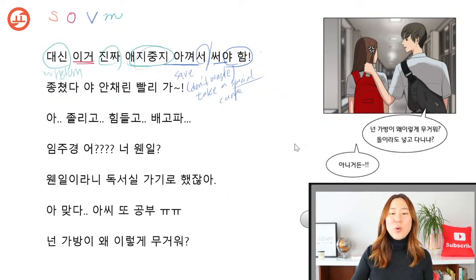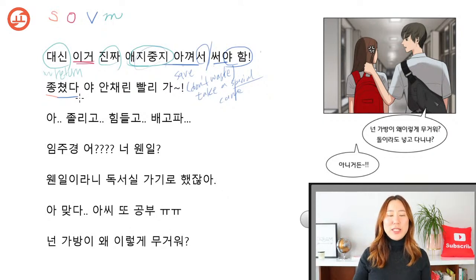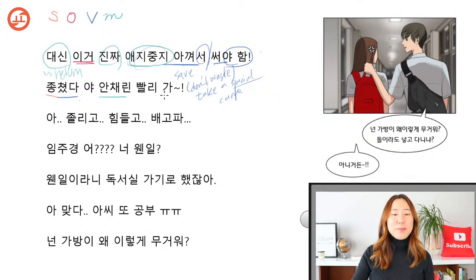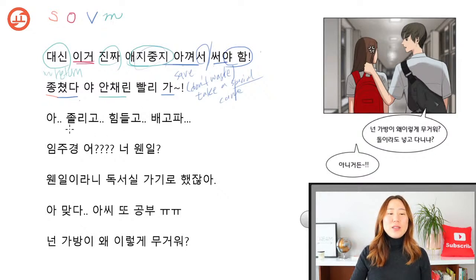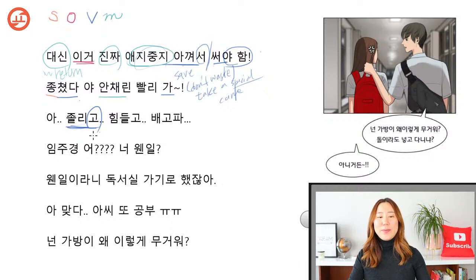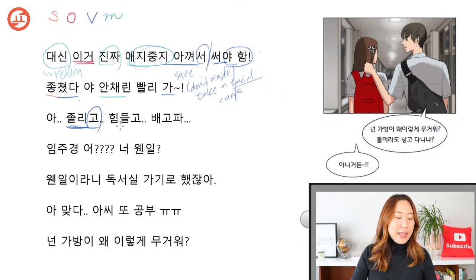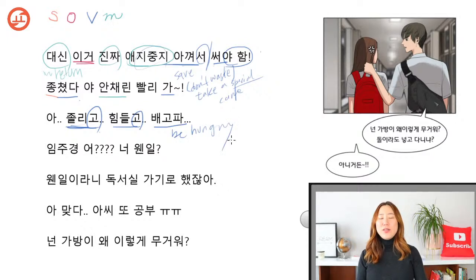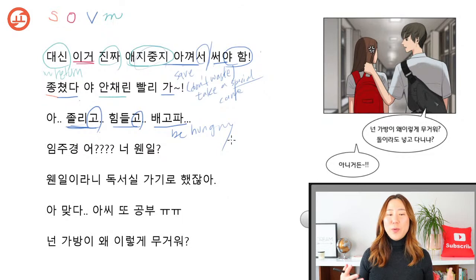종 쳤다. 종 치다. The bell rang. Meaning, I guess the school's finished. 야, 안채린 빨리 가. 안채린, the girl's name, 빨리 가. Go quickly. I don't know why they said go quickly. Maybe because she's in pain. Maybe they're telling her to just leave quickly to go back home. 빨리 가. Go quickly. And then 졸리고 힘들고. 졸리다, and this is to be sleepy. Right? And 힘들고 to be tired. 배고파. 이건 뭐지? 이거는 to be hungry. Okay? So she's having all the emotions that she probably wants to rest.